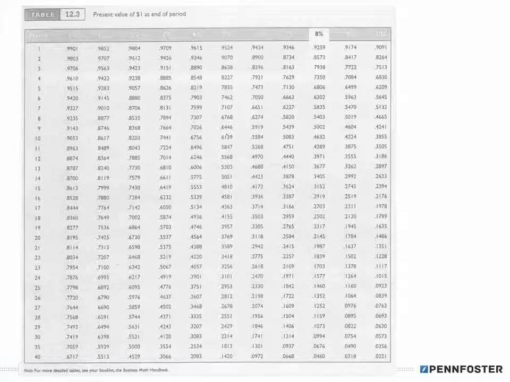All right, so we ended up with 3%, and we had to come down to 28 periods, which means our factor is 0.4371.